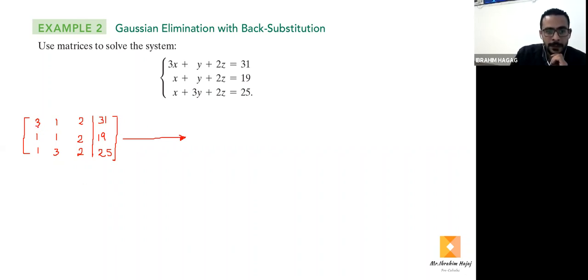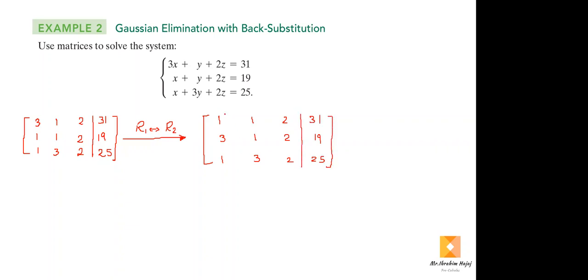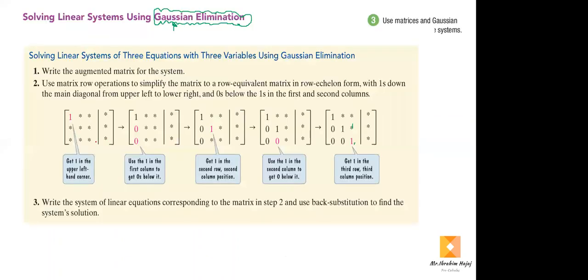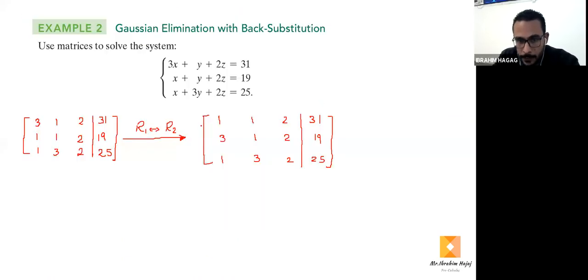Ask yourself, I have 3 in the upper left corner, so it should be 1. So we can interchange R1 and R2. When we interchange R1 and R2, we have 1 1 and 2, and we have 3 1 and 2, and then the third row the same. And here is 19 and 31. Now the upper corner one is 1, and we got 1 in the upper left hand corner.